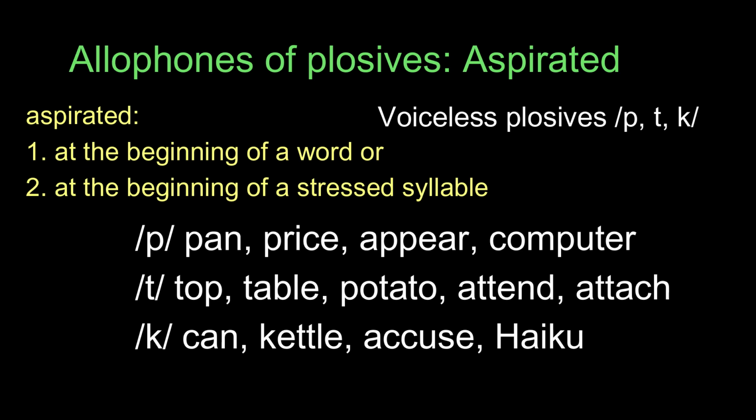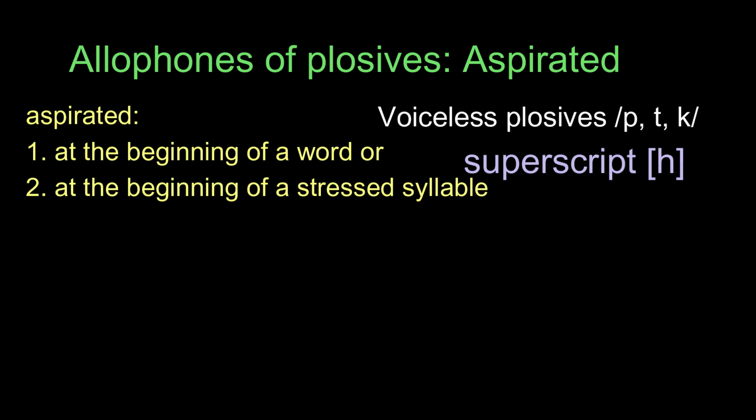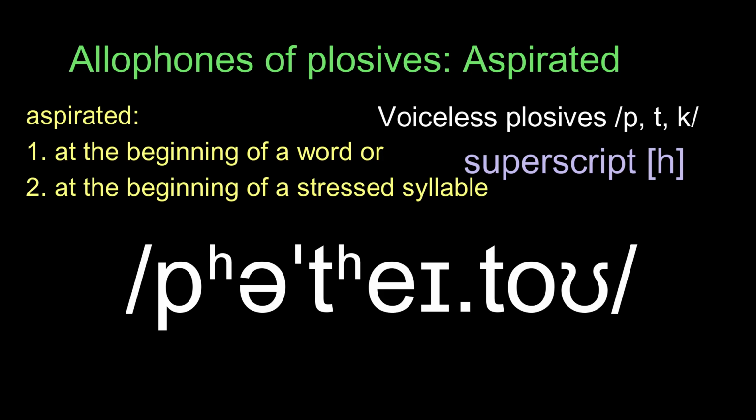P: pan, price, appear, computer. T: top, table, potato, attend, attach. K: can, kettle, accuse, haiku. The IPA symbol for aspiration is a superscript h. In potato, the P is aspirated because it is at the beginning of the word, and the T is aspirated because it's at the beginning of a stressed syllable. Potato.